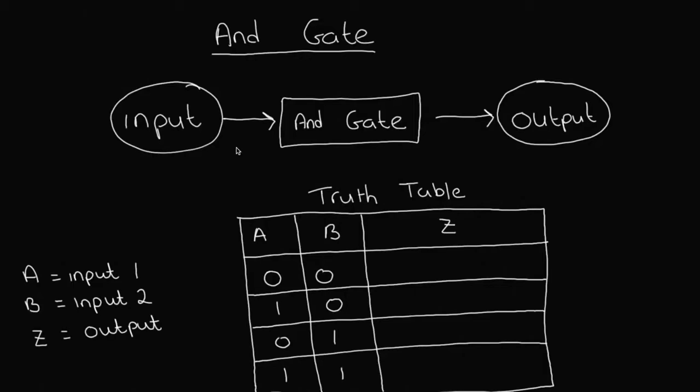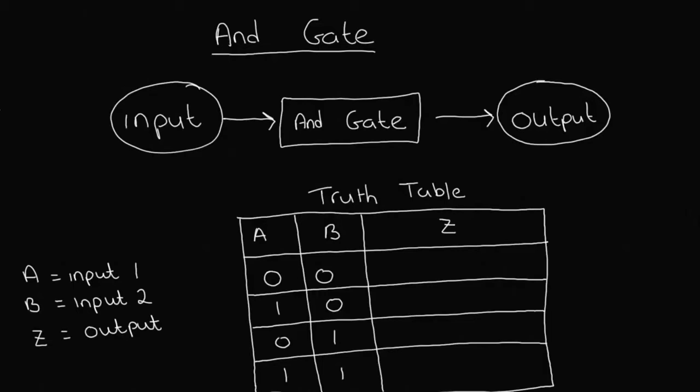Then we moved on to OR gates, and with OR gates they were a little bit more complex than NOT gates because they could take in more than one input, so they could take in two inputs or more. Now with AND gates this is similar, so with an AND gate we can take in two inputs or we can take in three inputs or more. The only difference between an OR gate and an AND gate is our truth table.